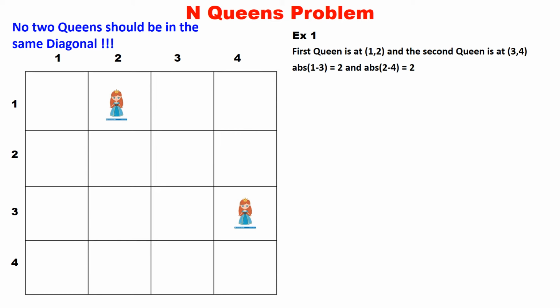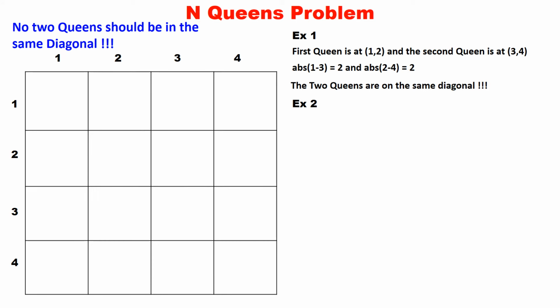You can see here, absolute of 1 minus 3 is the difference between the rows. Absolute of 2 minus 4 is the difference between the columns. The difference between the rows is 2, the difference between the columns is also 2. Whenever the difference between the rows and the columns is the same, the two queens are on the same diagonal. Yes, the two queens are on the same diagonal. Carefully understand: if the difference between the rows and the difference between the columns is the same, it means the two queens are on the same diagonal.